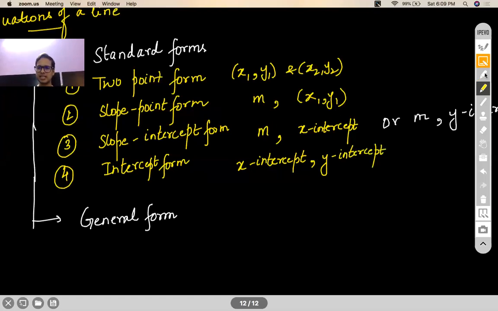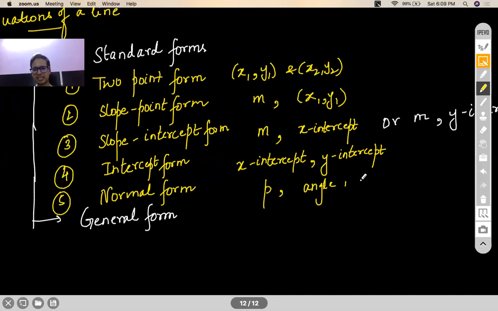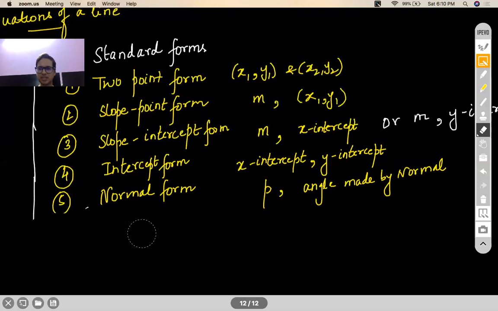The fifth type we are going to study is called the normal form. In the normal form, you will be given the distance of the origin from the line and the angle made by the normal with the x-axis. Angle made by the normal. I'll talk about it in detail. I'm just listing it down. I think I need to push it a little bit more down.